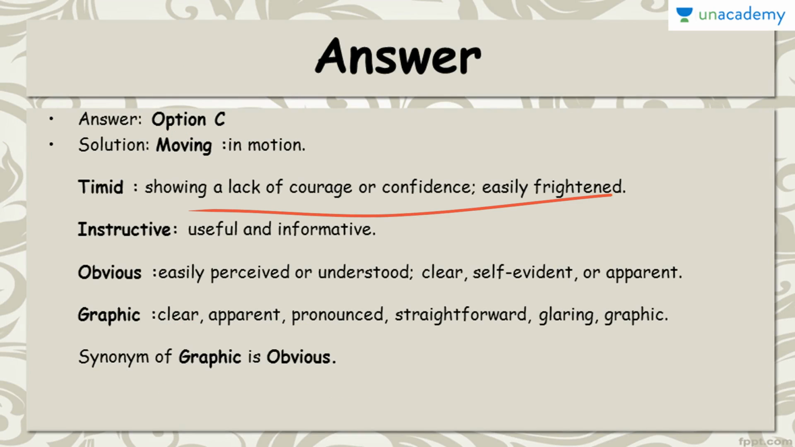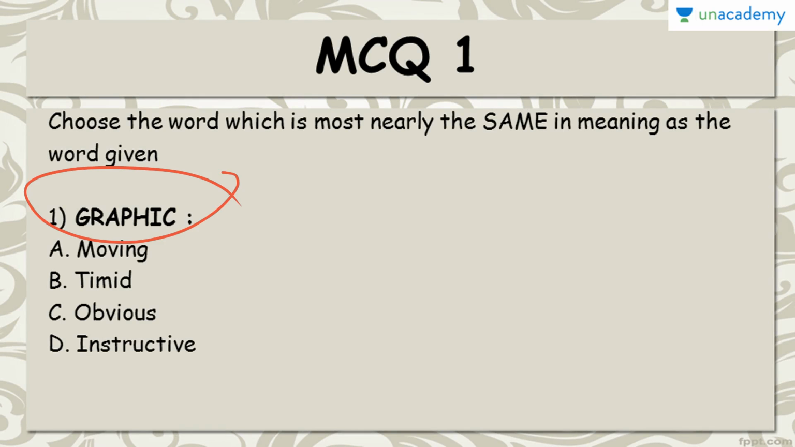Timid means showing a lack of courage or confidence, or easily frightened. Then we have instructive, that is useful and informative. Then we have obvious, that is easily perceived or understood. And we have graphic, that is clear, apparent, pronounced, or straightforward, glaring, and that is graphic. So therefore graphic is the synonym of obvious. Graphic and obvious are synonymous.